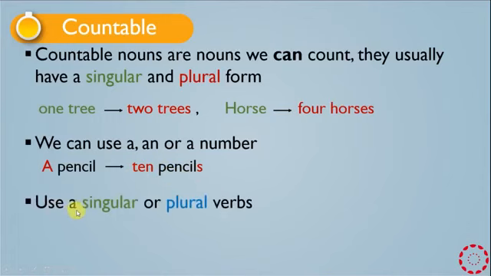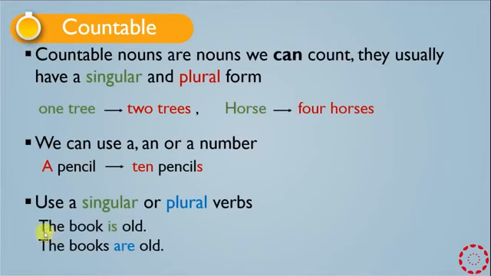We use singular or plural verbs with countable nouns. Look at these examples. The book is old. Here is a singular verb. And in the second example, the books are old, here is a plural verb.